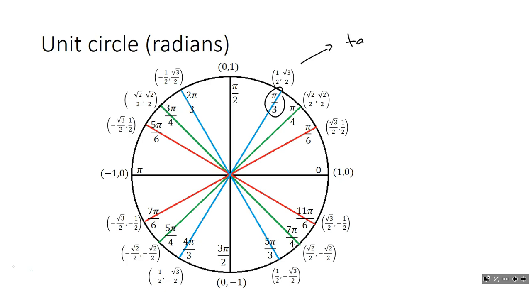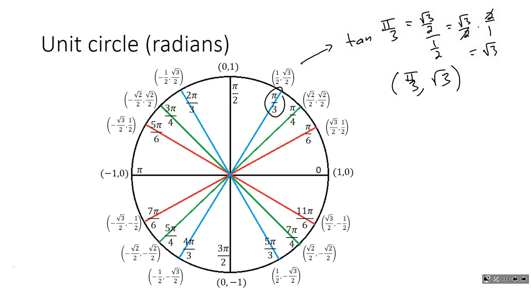Well, if we wanted to know the tangent of pi over 3, remember the tangent is the sine over the cosine. So it would equal the square root of 3 over 2 over the 1/2. Now when we multiply by the reciprocal of the 1/2, notice we'd have just square root of 3. So on the tangent graph at pi over 3, we would go up square root of 3.